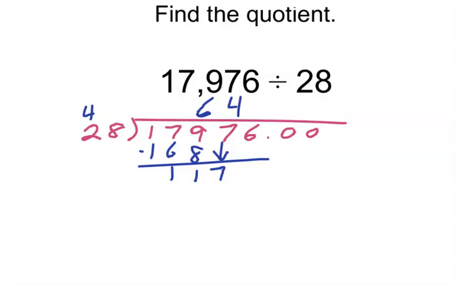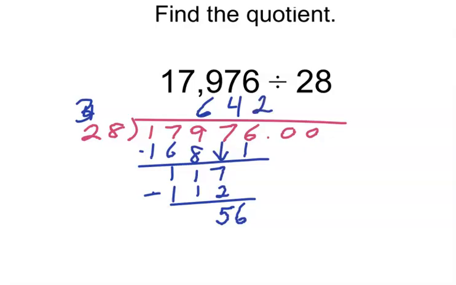4. So 8 times 4 is 32. 4 times 2 is 8, plus 3 more, 11. And then subtract that. So we have 7 minus 2 is 5, and then there's nothing else there. Okay, so we'll bring down the 6. How many times does 28 go into 56? Well, this is actually looking pretty good.